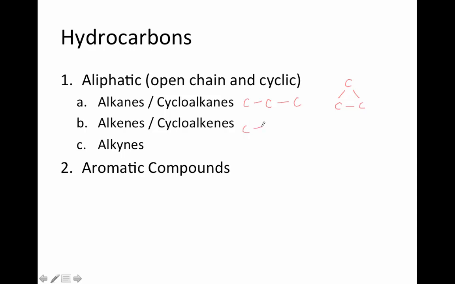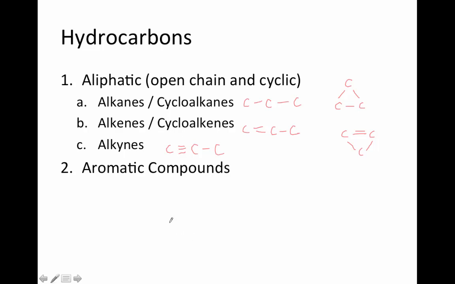An alkene has at least one double bond, and this would be a cycloalkene. An alkyne does not exist as cyclical structures, but an alkyne contains one or more triple bonds.